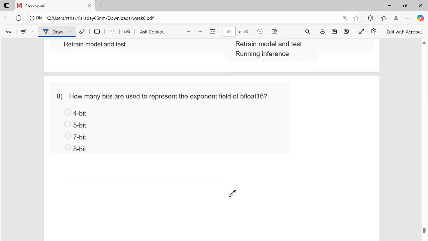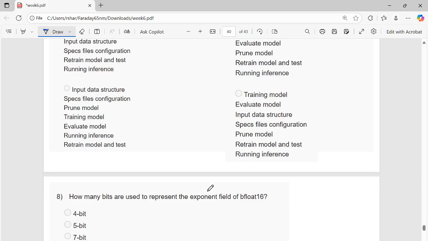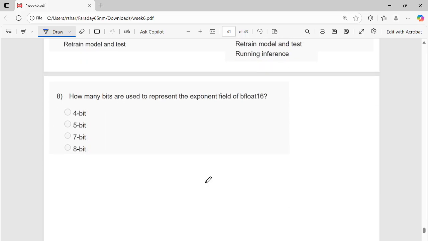Okay, next question. So the correct answer is this one. Going to the next question. How many bits are used to represent the exponent field of B float 16?